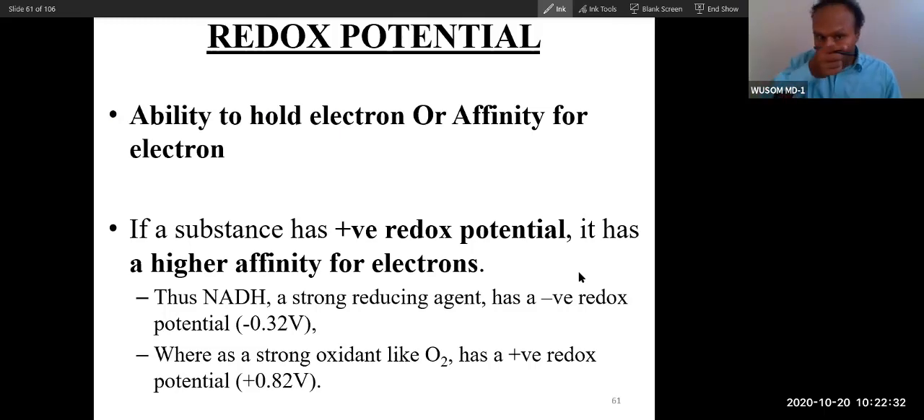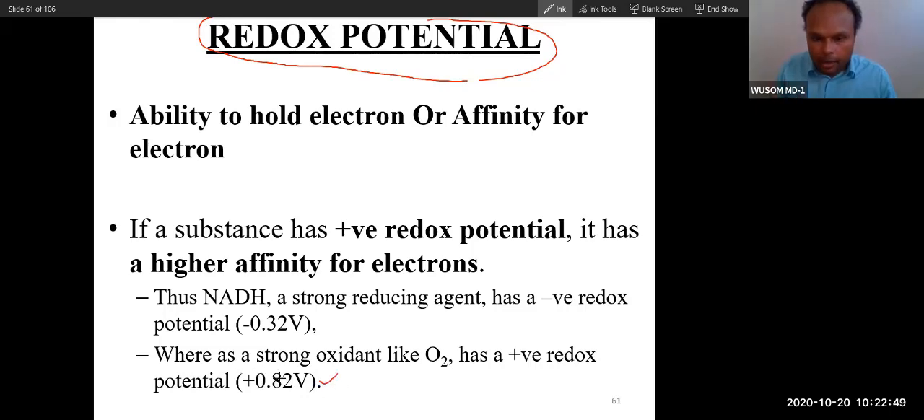Redox potential, you already know, is the ability to hold electrons. Oxygen has a very high ability to hold electrons, or a very high affinity for electrons. So this is called redox potential, and a number is given for that redox potential.